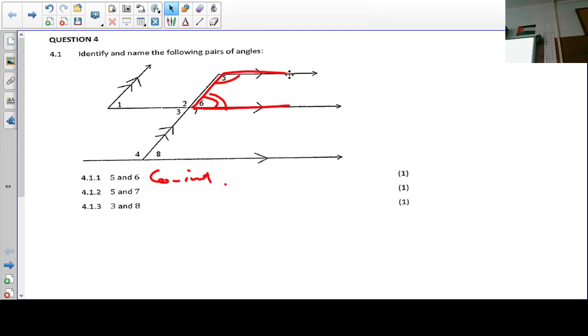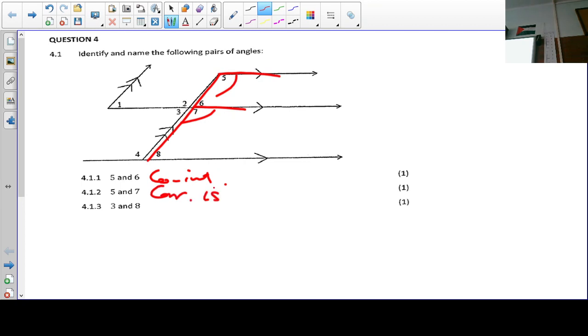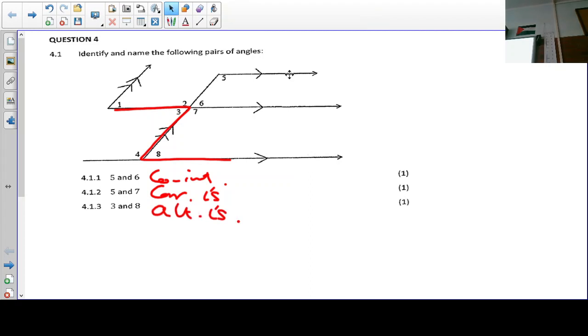Then question 5 and 7. 5 is making that F there. 5 is equal to 7, so it's corresponding angles. The last one, 3 and 8. Alternate, yes. Any confusion there? No? Right, let's move on to the next question.